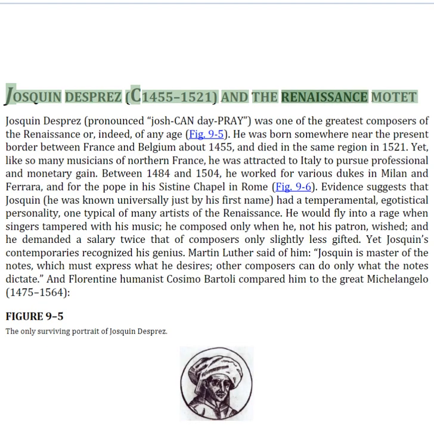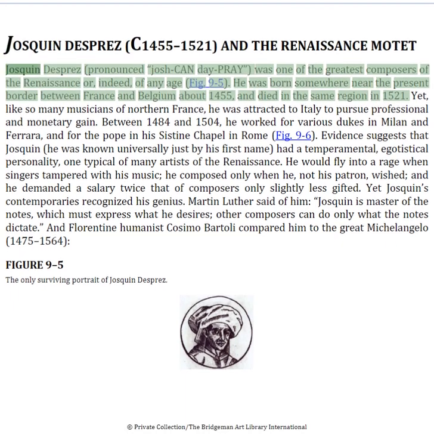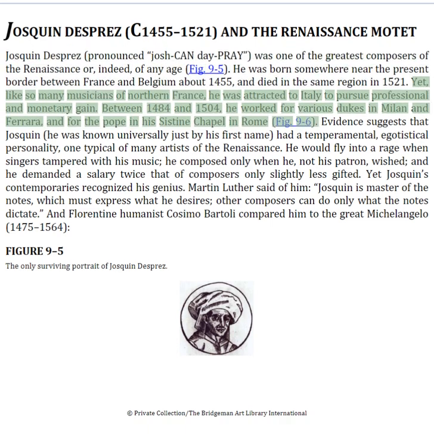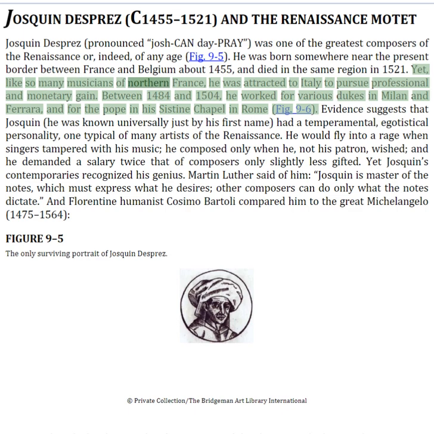Josquin des Prez and the Renaissance Motet. Josquin des Prez was one of the greatest composers of the Renaissance or, indeed, of any age. He was born somewhere near the present border between France and Belgium about 1455, and died in the same region in 1521. Yet, like so many musicians of northern France, he was attracted to Italy to pursue professional and monetary gain. Between 1484 and 1504, he worked for various dukes in Milan and Ferrara, and for the Pope in his Sistine Chapel in Rome.